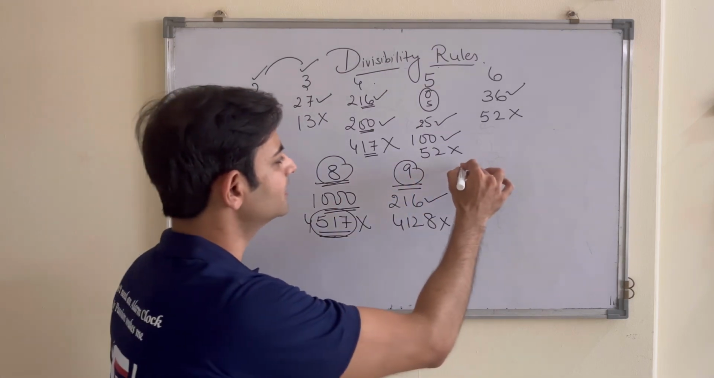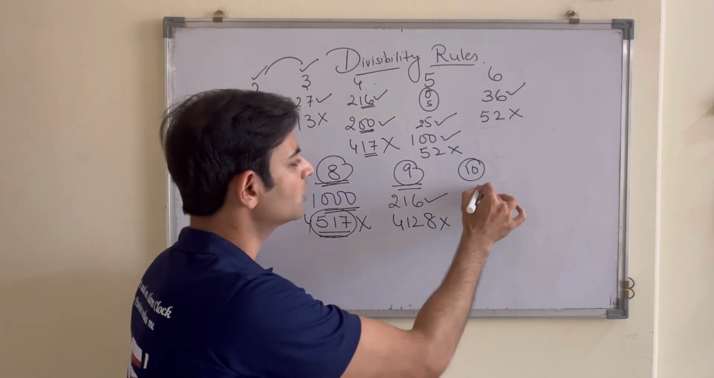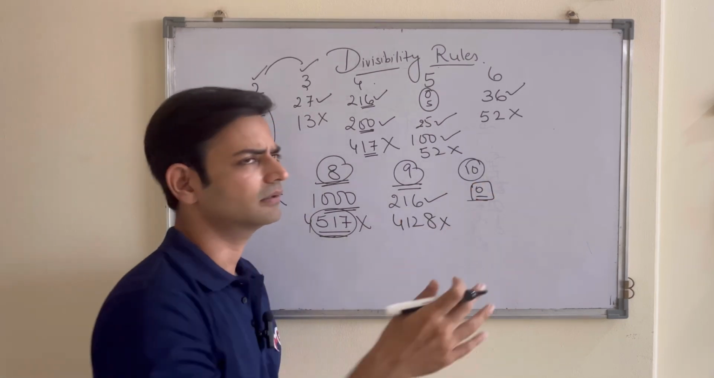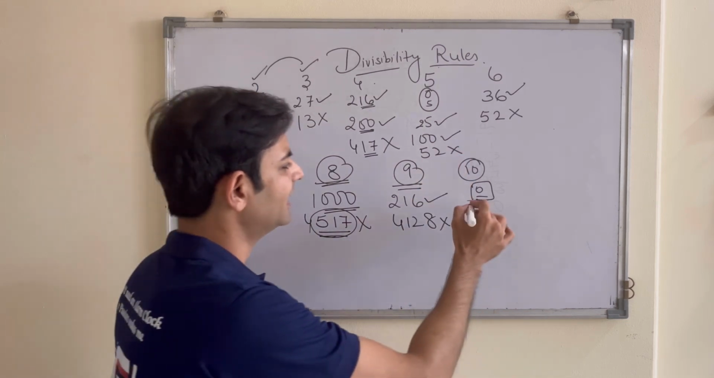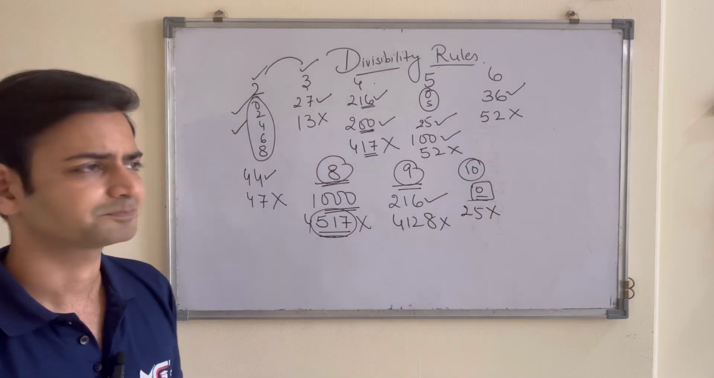Next we have divisibility rule of 10. Of course, when the unit digit is 0, then it is divisible by 10, like 10, 20, 30, 40, all have zeros in the end. So they are divisible by 10. But if I have 25, it is not divisible by 10.